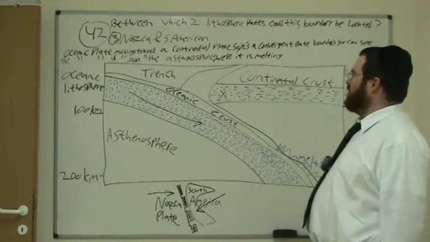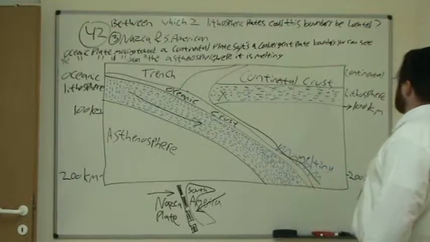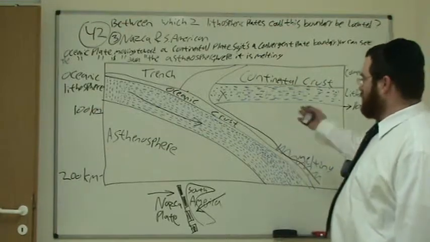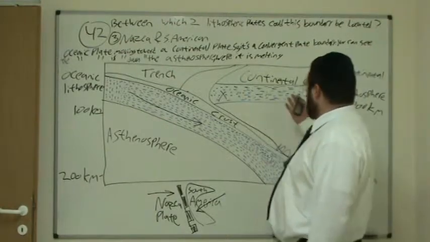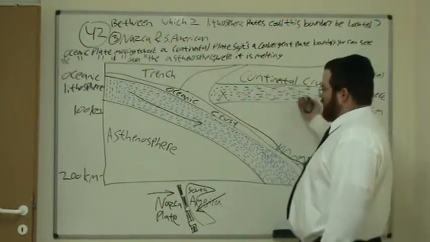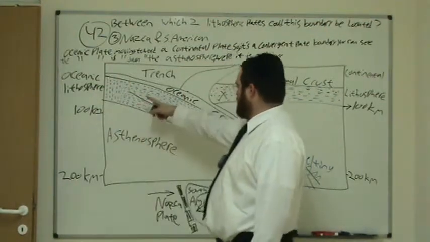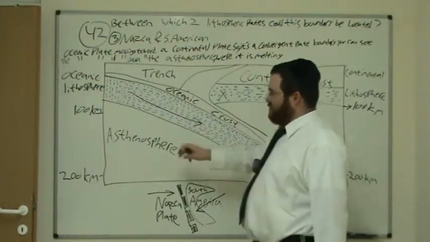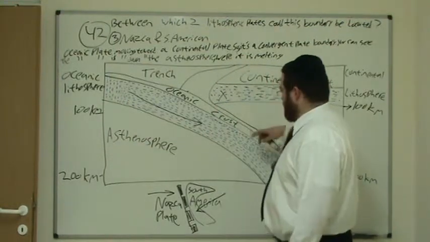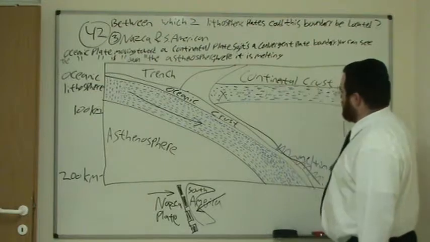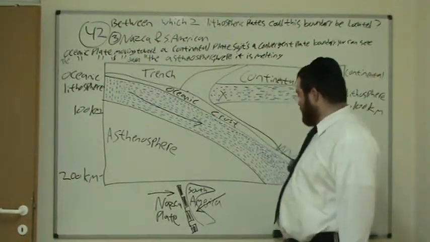Question 42. Between which two lithospheric plates could this boundary be located? Well, they show you a boundary over here, and they show you that this is a continental crust, and this is oceanic lithosphere. And this arrow that they show you over here means that the oceanic plate is going downwards, and the continental plate is staying intact.